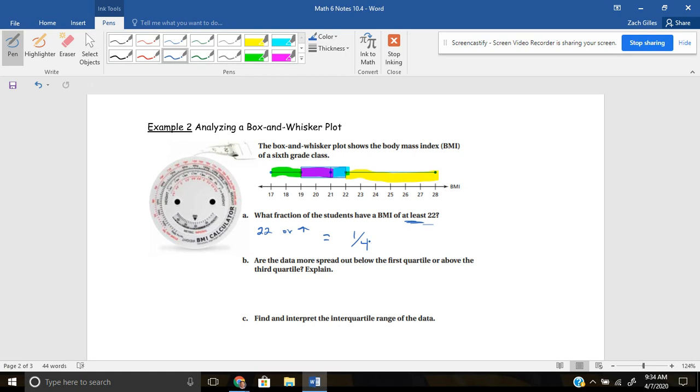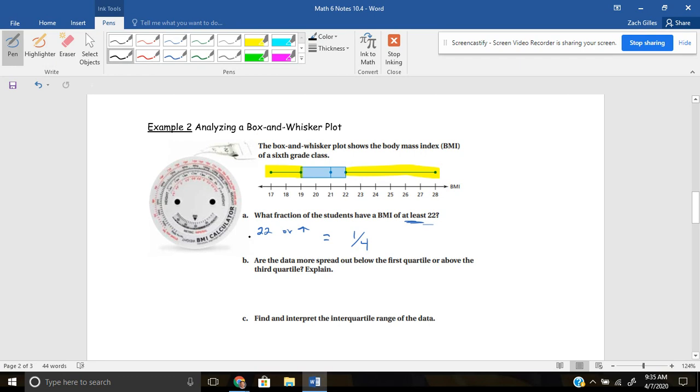Letter B says, are the data more spread out below the first quartile or above the third quartile? All right, let's erase this highlighter so we can see a little bit better. So are the data more spread out below the first quartile or above the third quartile? Okay, well, where is below the first quartile? Well, here's the first quartile and below, and here's the third quartile and above. So where is the data more spread out?